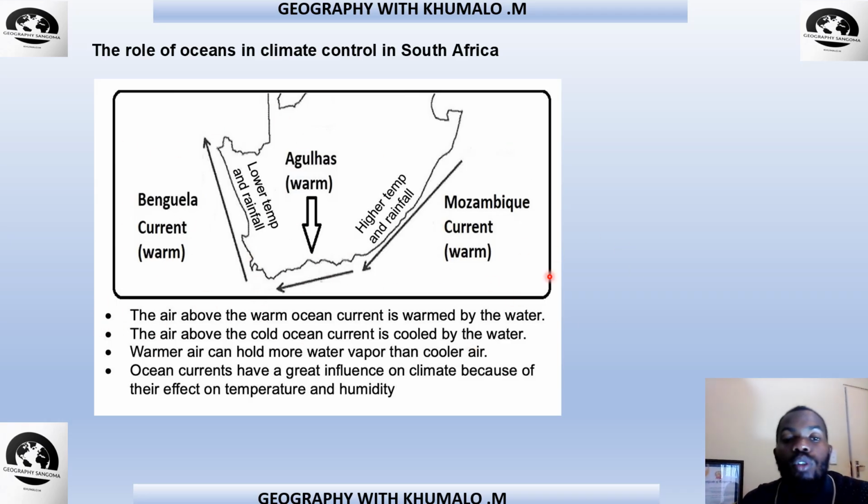Now, there at the foot of South Africa, we get the warm Agulhas. So it's warm, and cold. So most of the cold air will be coming from the west coast and the warm air from the east coast. The air above the warm ocean current is warmed by the water. The air above the cold ocean current is cooled by the water. Warm air can hold more water vapor than cooler air. Therefore, the ocean currents have a great influence on climate because of their effect on temperature and humidity, which is moisture.